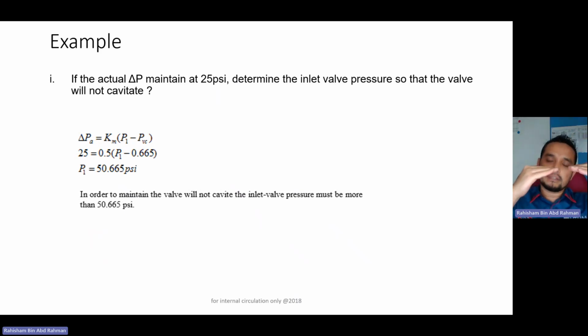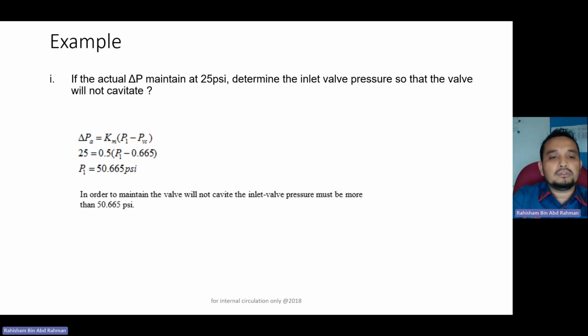So that the allowable should be higher so that it will not cavitate. So that's why we set this allowable to be 25 minimum. If we calculate that to be 25, the inlet pressure needs to be increased up to 50, and we solve this algebraic equation that will give you Pi equal to 50.66. What is 50.66? This is the minimum inlet pressure.